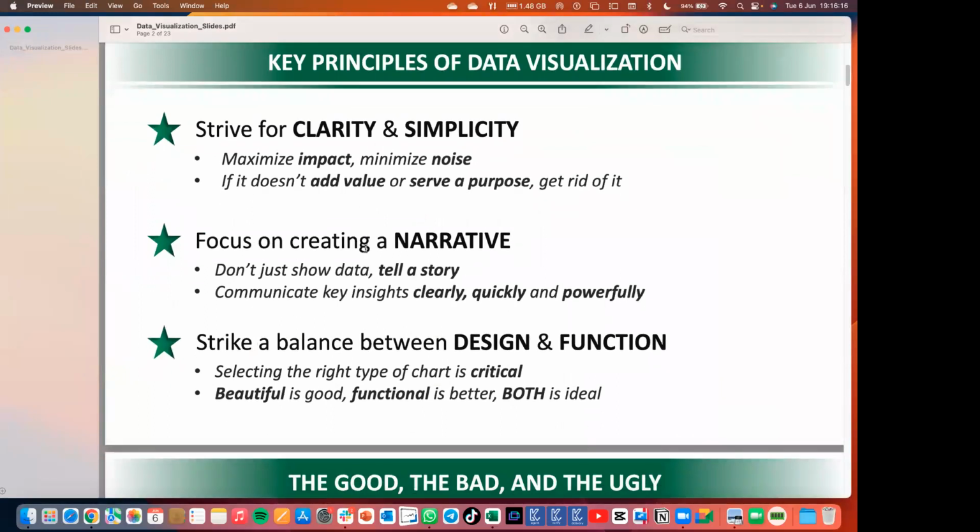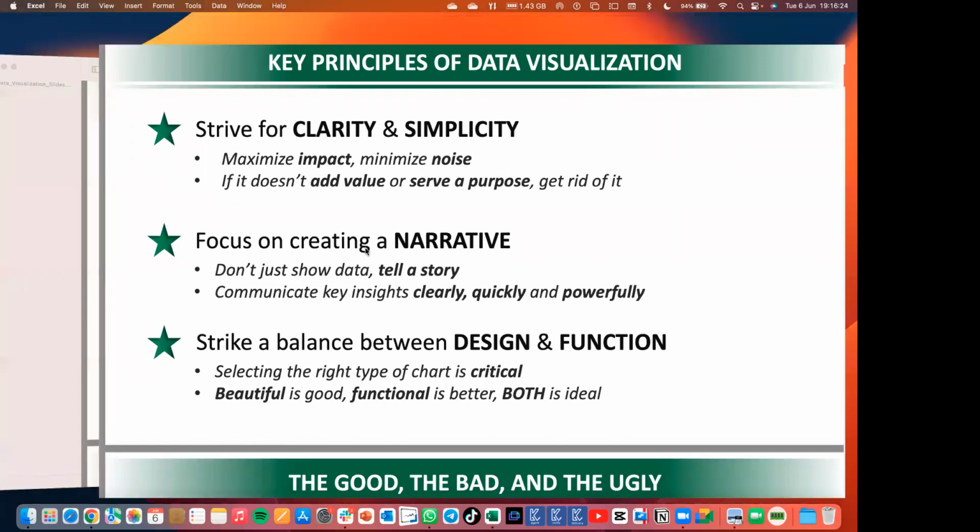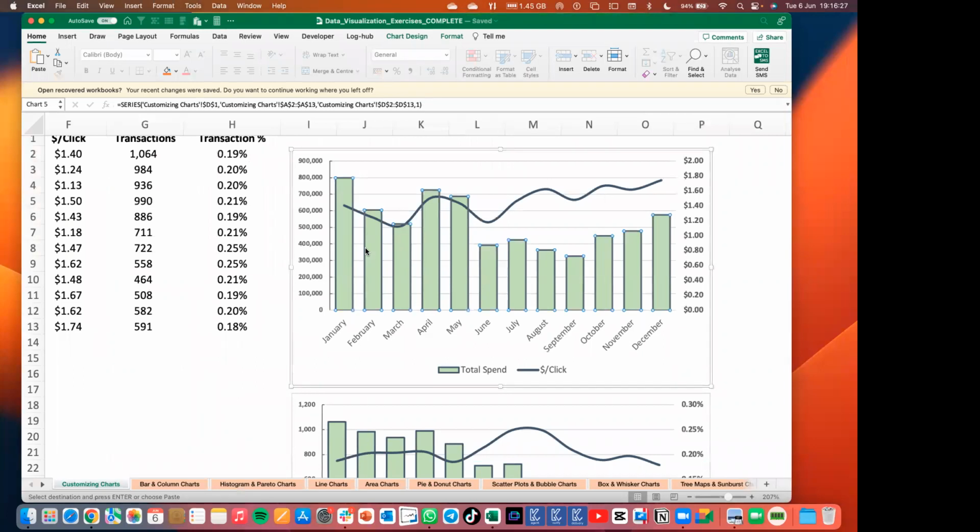Then focus on creating a narrative. So a narrative is focus on telling a story. Like we have seen in this chart, already the audience is being told a story. From January to December, that's automatically from month number 1 to month number 12. That's a year, even though they don't put the year here. So it doesn't make sense for someone to put January 2022, February 2022, up to December 2022. It is creating a lot of noise.